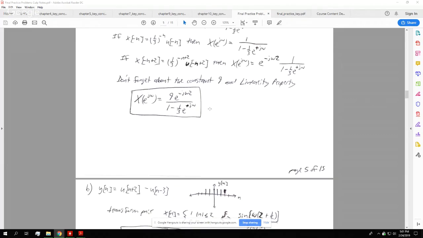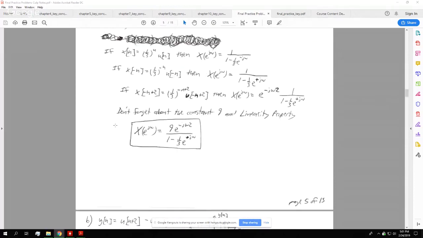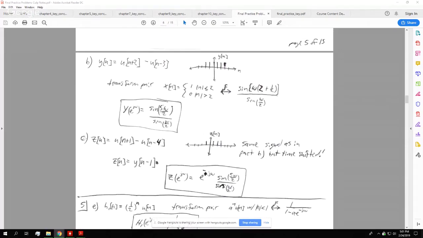But so here we're looking at 4, B, and C. So you're asking why 4C is different than 4B. My notes here say that for 4B we can use just a straight up transform pair, and we get a simple answer. 4C is the same thing as 4B, the same expression except that it's shifted over by 1. If we plotted it, 4B looks like that. 4C looks exactly the same except for it's shifted. Ignore that little smudge there. So I wrote here, same signal as in part B, but it's time shifted.